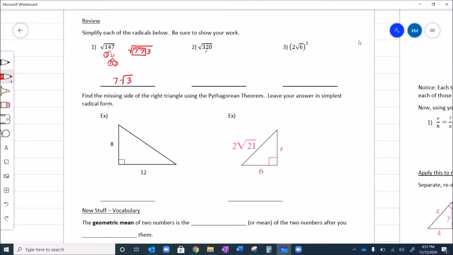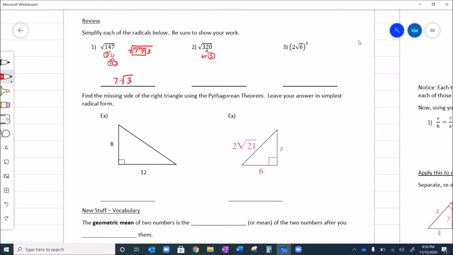Next problem, radical 320. Okay, a couple ways that we can break this down. And remember, you can break this down however you'd like to, as long as it multiplies to 320 at the end. What I've noticed here is that I have 32 times 10. I could do this a little bit easier and say 64 times 5. 5's prime. And I chose 64 on purpose. 64 is a perfect square.